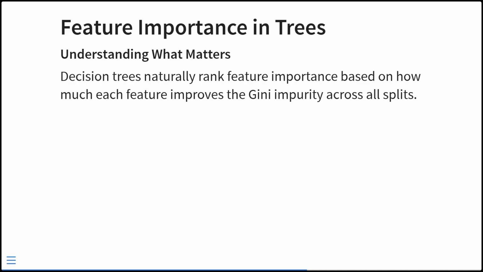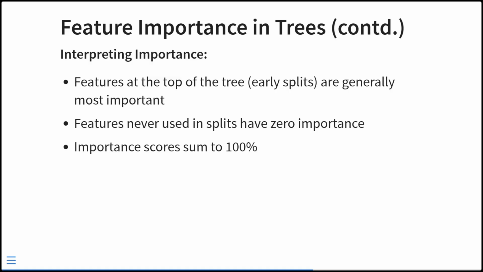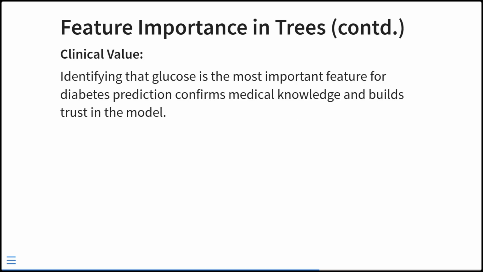So, feature importance in trees. Decision trees rank feature importance based on how much each feature improves the impurity gain across all splits. So you just calculate the gain in impurity, and that is very important in telling you how important each feature is when you are splitting your data. Now I'm trying to interpret the feature importance. Features at the top of the tree are generally more important, and features that are never used in a split usually have zero importance. Importance scores sum to 100%.